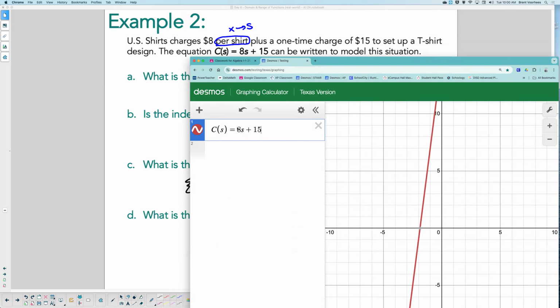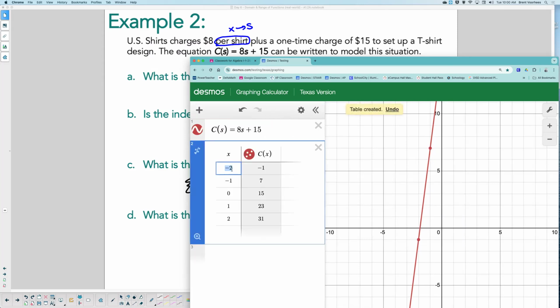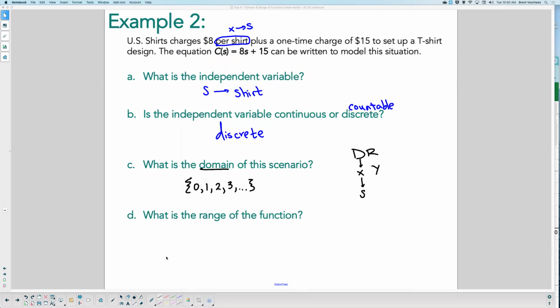Now that we have this typed in, what did we do last time to find out our domain and range? If it were continuous, you could get it from here. But because it's discrete, you hit the edit list, hit this create table. What did we say the smallest was? 0. I went 0, 1, 2, 3, and this could be a 4, but this will give us an idea. So what's the smallest amount of cost we could ever have? 15. So on this one, we would say the range would go 15.